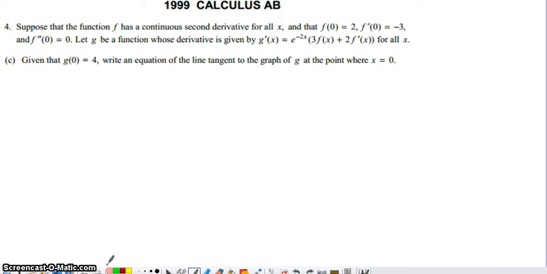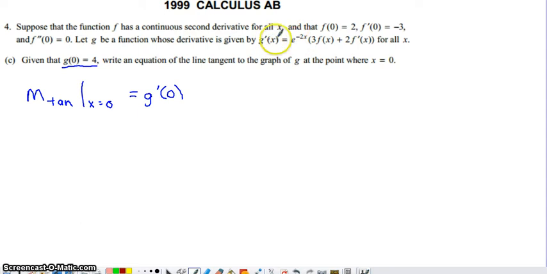So part C is the first piece of this problem that has you working with this new function, g of x. And they want us to take this fact about g: g of 0 is 4, and write an equation of the tangent line to the graph of g at the point where x is 0. So just like we did in part A for the function f, we're going to need to know the slope of the tangent line to g evaluated at x equals 0, and that's going to correspond to g prime of 0. So what is g prime of 0?